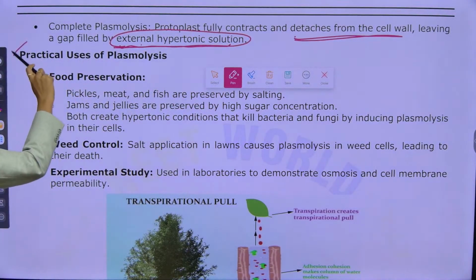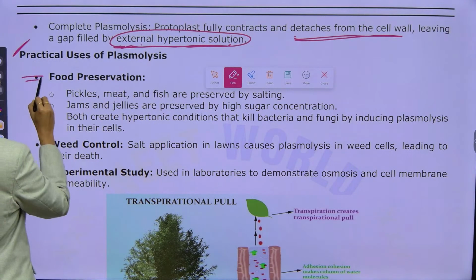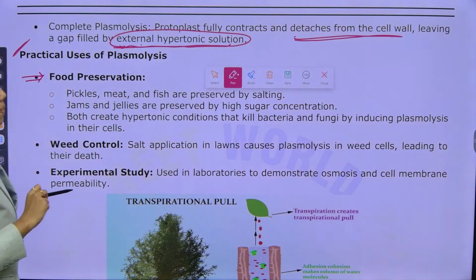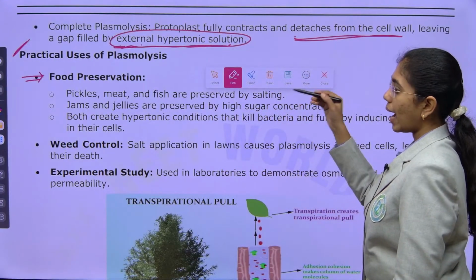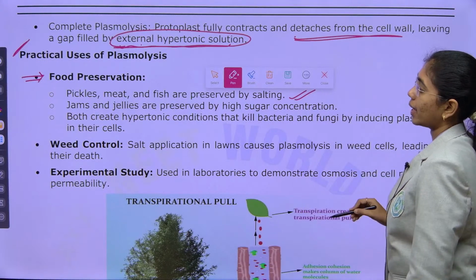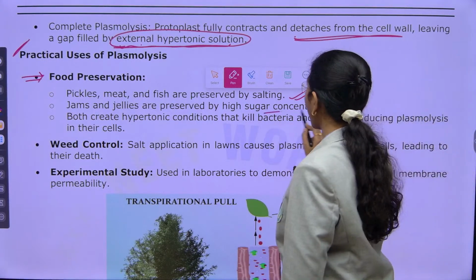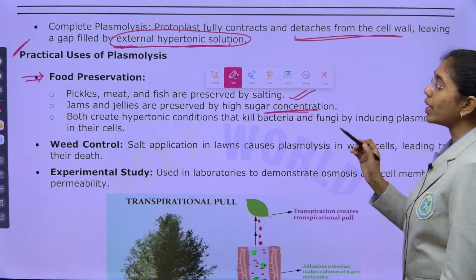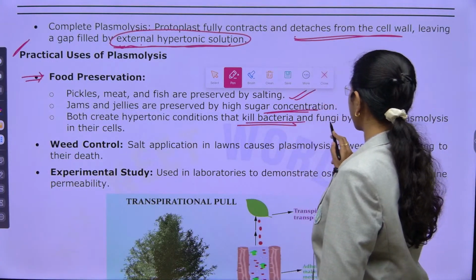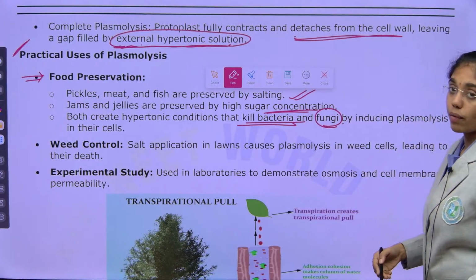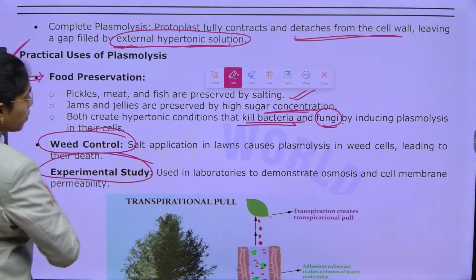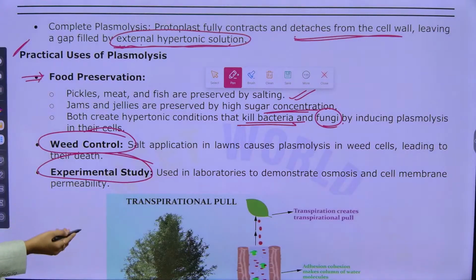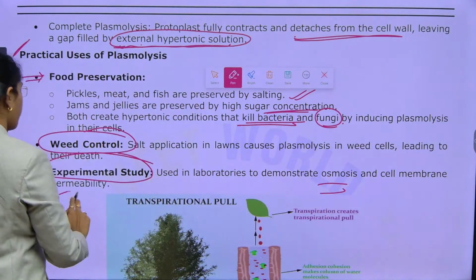Next is what? Practical uses of plasmolysis. What are the practical uses of plasmolysis? First, in food preservation. Pickles, meat, fish are preserved by salting. Okay, pickles, meat and fish, they are preserved by salting. Jams and jellies are preserved by high sugar concentration. Both will create hypertonic conditions that will kill bacteria and fungi. This is induced by what? Plasmolysis. Next use is weed control. Next is for experimental studies in laboratories to demonstrate osmosis and cell membrane permeability.